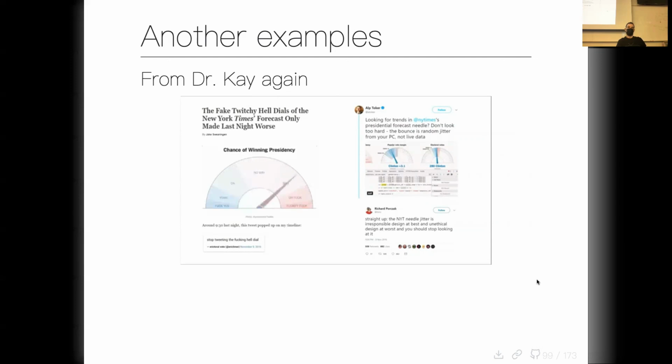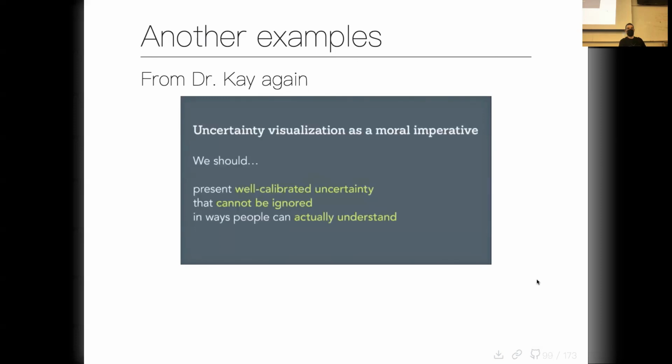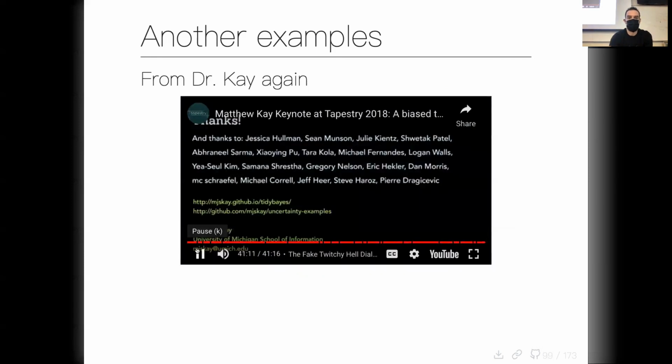I completely disagree with this. I was actually really sad that they got rid of the jitter. The jitter is essentially HOPs, right? And it is forcing people to confront their uncertainty in these predictions. People got angry and anxious and frustrated, but I think they got angry and anxious and frustrated because they should have been. If you're uncertain about something that you care about, you should be anxious. That brings me to the end of my talk, which is that I think what we need to do in uncertainty visualization is present well-calibrated uncertainty that can't be ignored in ways that people can actually understand. Thank you.